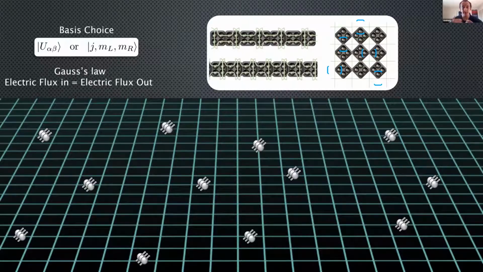This electric field basis is subject to a constraint called Gauss's law. You might remember from freshman physics that Gauss's law tells us that the amount of electric flux going in is equal to the amount of electric flux going out. This carries all the way over to lattice gauge theories as well, where at this vertex, all of the representations must add up to a singlet state.